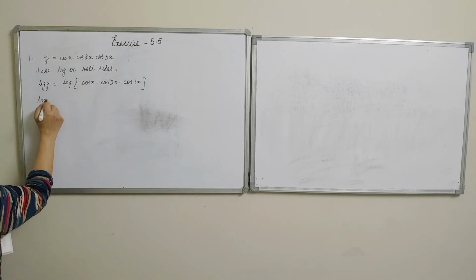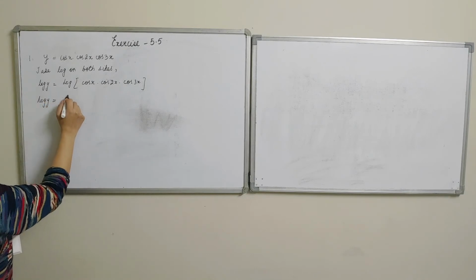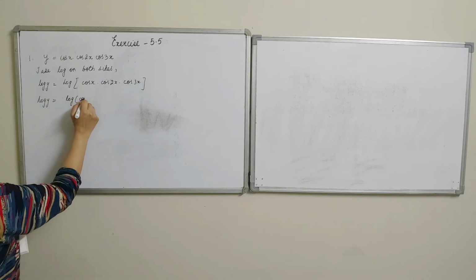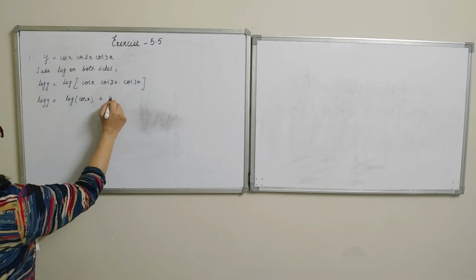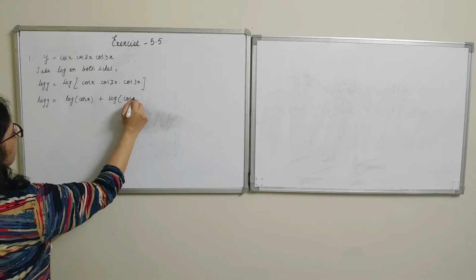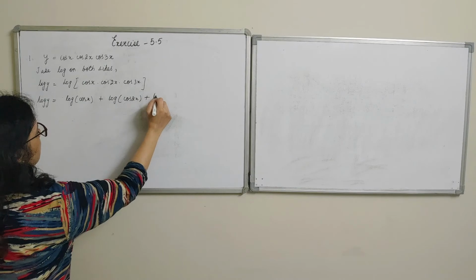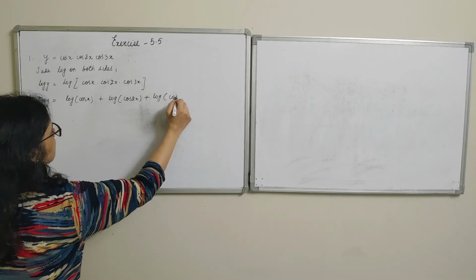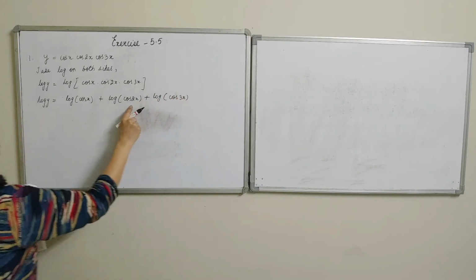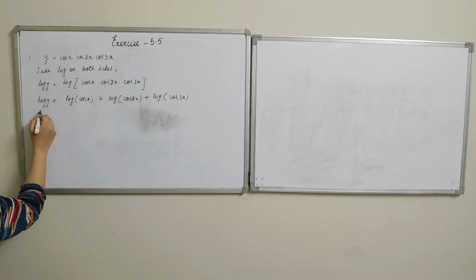So using properties of log, on the right hand side we can write down log cos x plus log cos 2x plus log cos 3x. The moment you look at this, you know the differentiation is easy. So the next step, we'll differentiate.